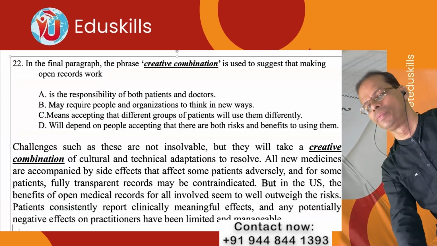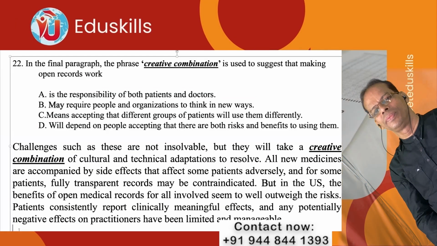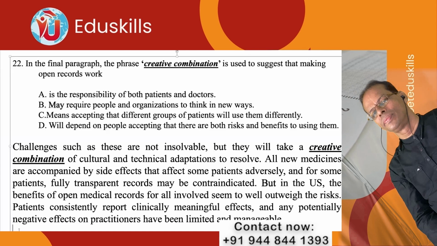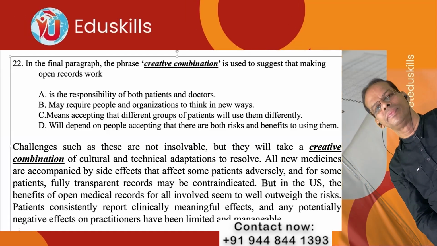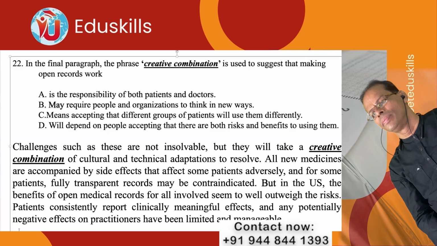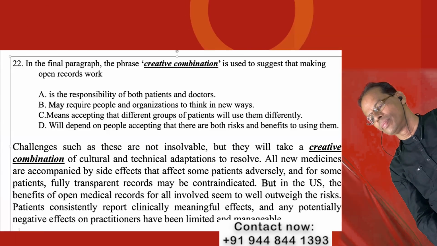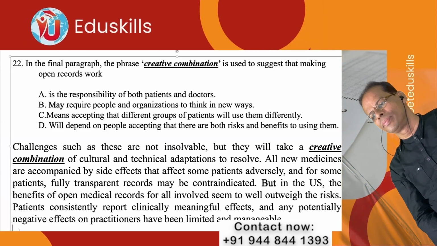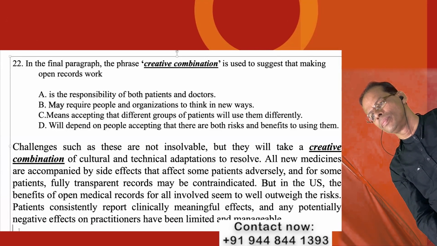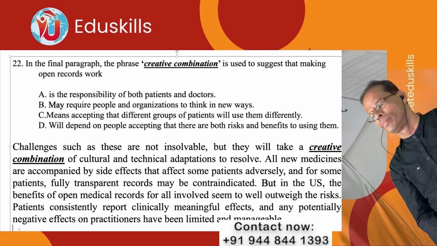In the final paragraph, the phrase creative combination is used to suggest that making open records work, A is the responsibility of both patients and doctors, B may require people and organizations to think in new ways, C means accepting that different groups of patients will use them differently, D will depend on people accepting that there are both risks and benefits to using them.